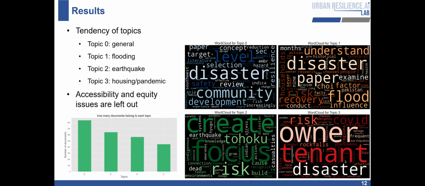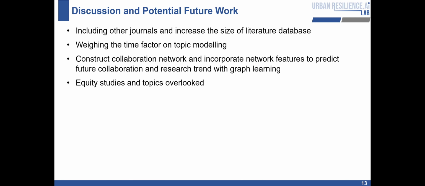The number of papers clustered into each topic may have something to do with their publication year. We know that the number of publications is higher than in the first few years of that journal, and that makes the recent papers weighted more. As I just mentioned, weighing the time factor might be a concern. Perhaps we should also include other journals to increase the size of the literature database and increase the diversity.